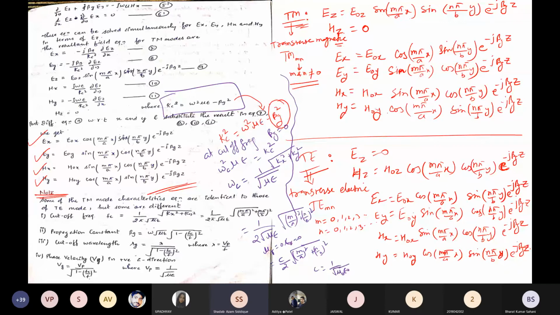Clear? So the same formula which we have solved for TE mode is also applicable here, and you will be able to find it.